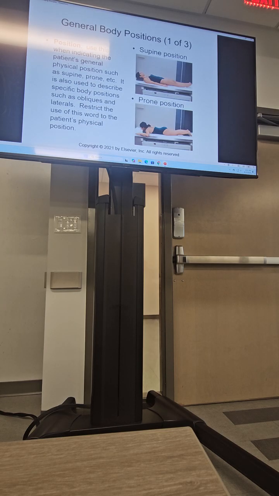Now, general body position. Supine, self-explanatory, right? When you're reading the exam, the patient is supine, on the spine, on his back. The patient is prone, on his abdomen. It also can be applied to the hands. For example, you can see the hand is pronated. Can you pronate the hand? Put your hand, pronate your hand.